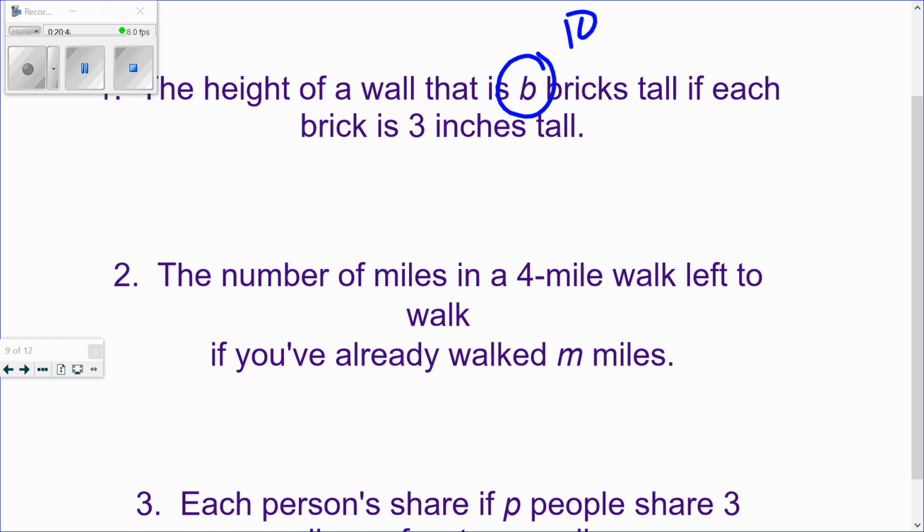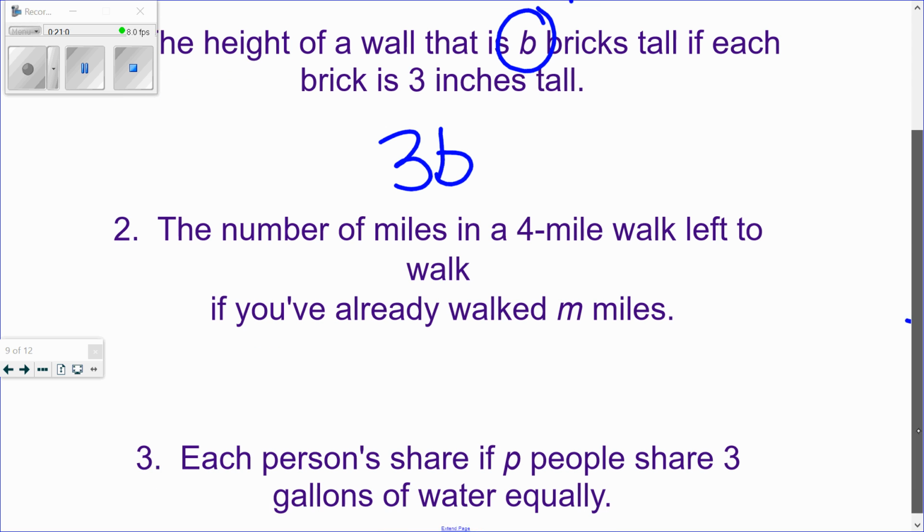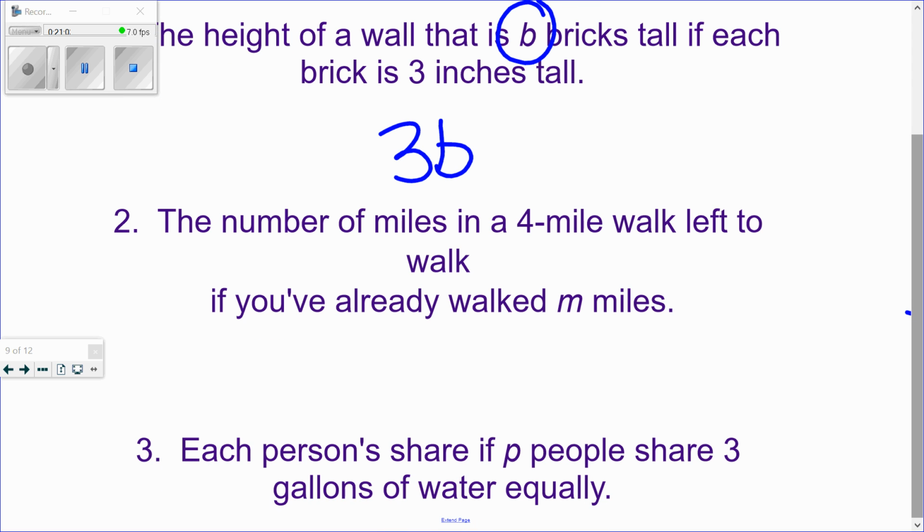30. What did you do with the 10 and the 3? That's what you do with the B and the 3. 3 times B, or B times 3. Make sense? Okay.